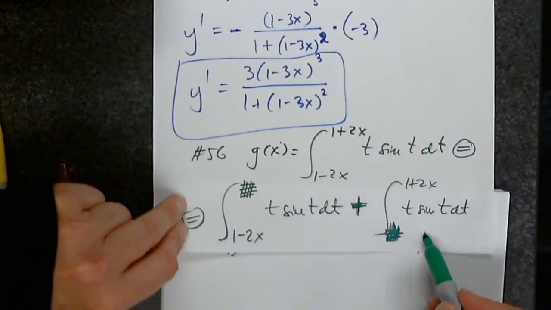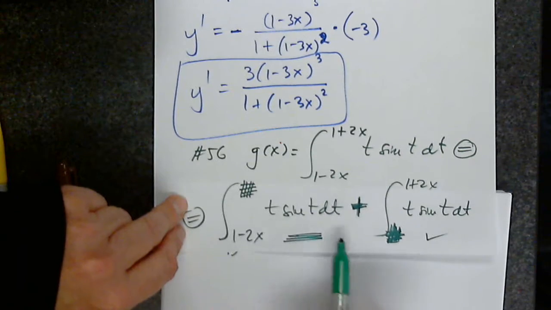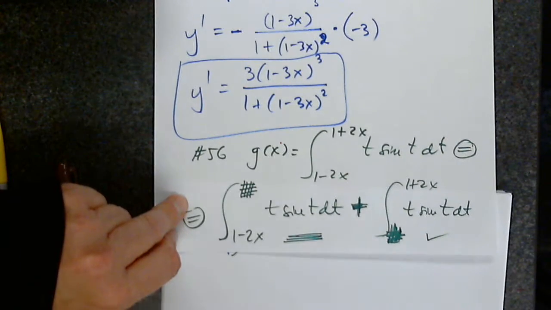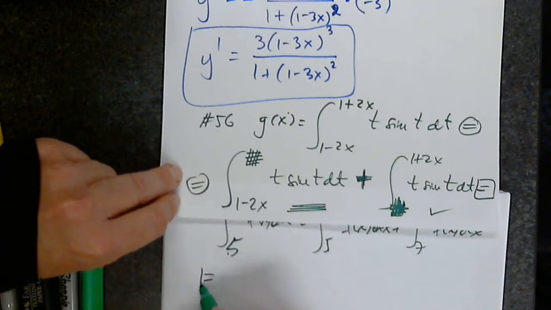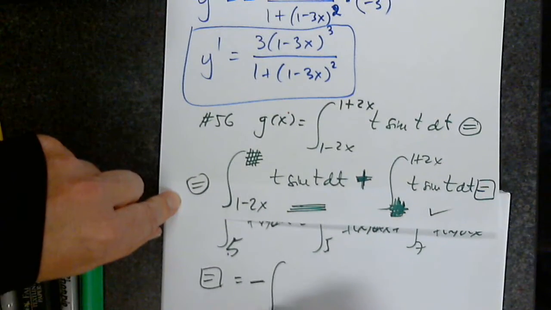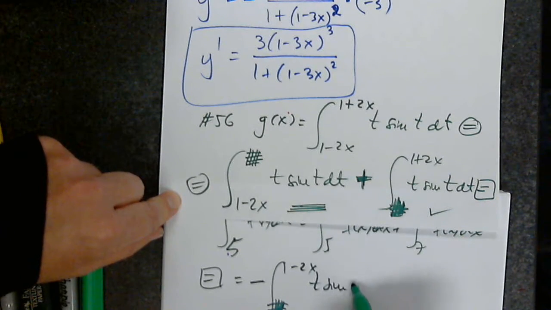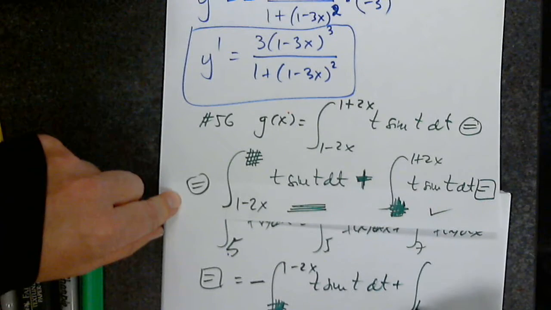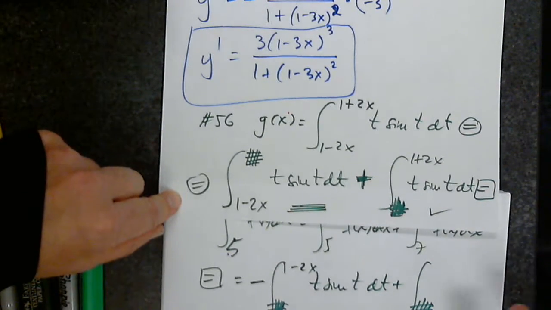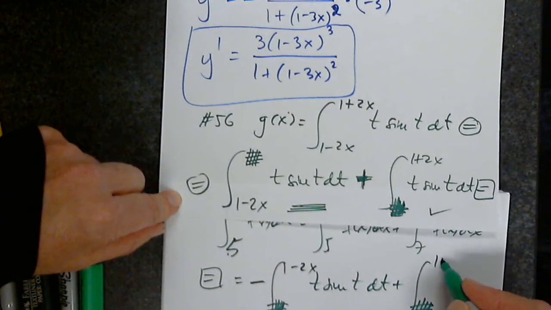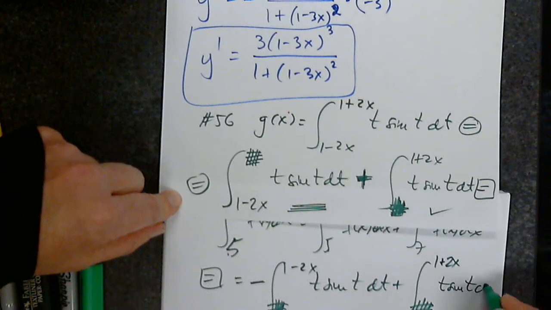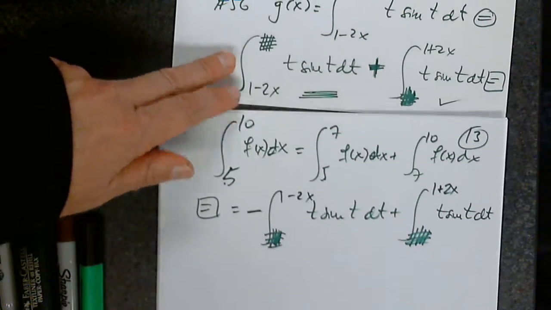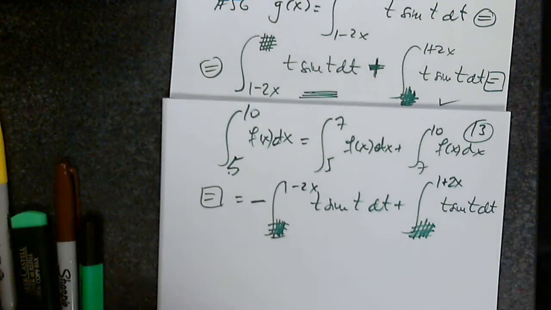And now I will say this integral is fine, but this one still needs work. What do I do to this one? Yes. I will say negative the integral from whatever you want to 1 minus 2x of t sine t dt plus whatever you want. You can put 0, of course, any number you want, 700, whatever you like, because it doesn't come into play at all. And now I'm ready to differentiate.